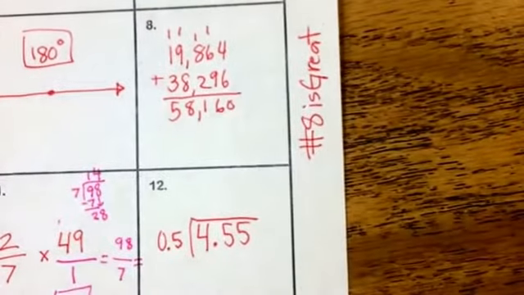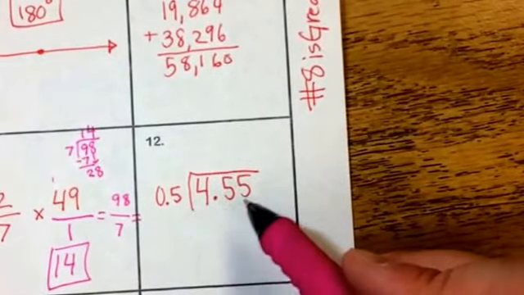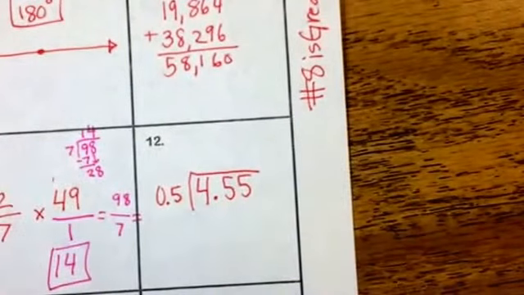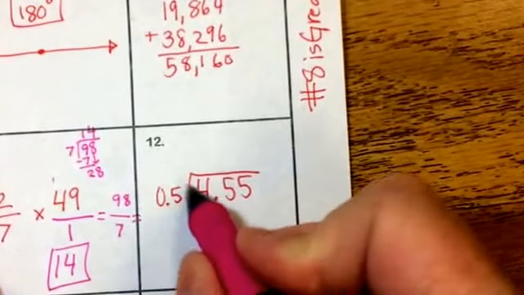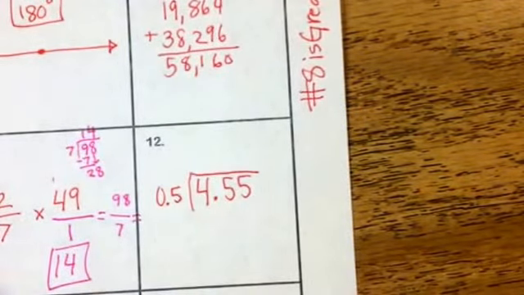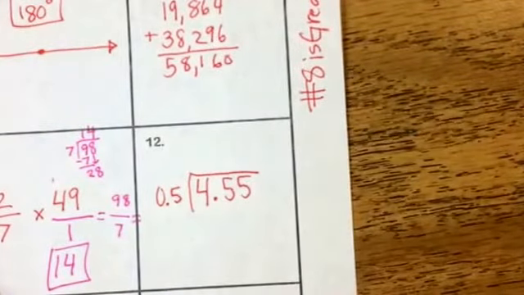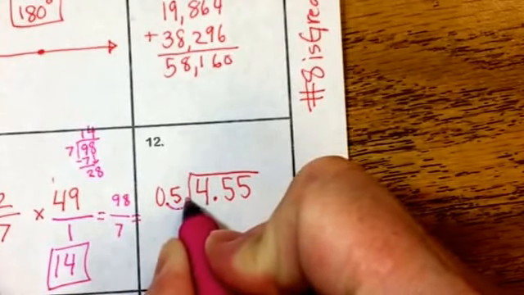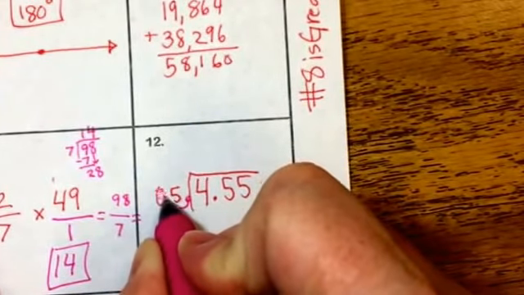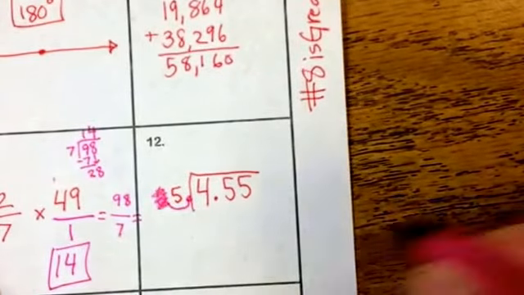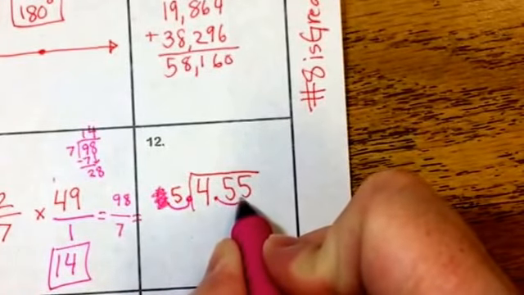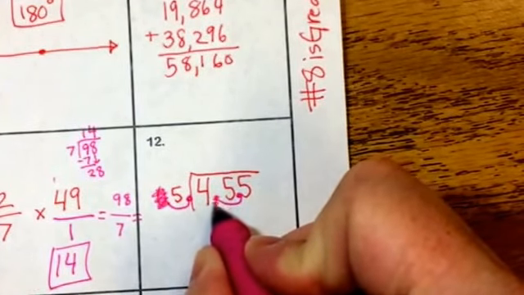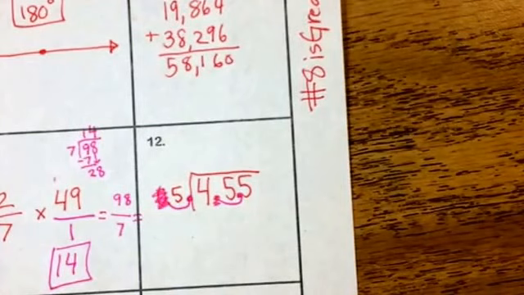All right, and then our last problem here, we need to look at 4 and 55/100ths divided by 5/10ths. I cannot divide a decimal if it is on the outside of my division box here. So I have to change this into a whole number. I do that by moving my decimal over one place, and so now this is no longer 5/10ths, this is 5. And then I move my decimal over one place here, and now this is no longer 4 and 55/100ths, but it is 45 and 5/10ths.